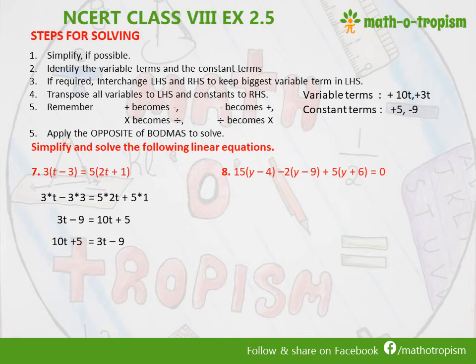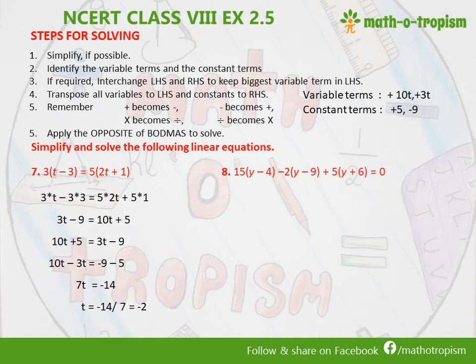Now we need to take the 3t to the left hand side, so it becomes 10t minus 3t, which is equal to the right hand side first, so minus 9. 5 goes to the other side, so it becomes minus 5. So 10t minus 3t is equal to minus 9 minus 5. So this comes as 7t is minus 14. So t is equal to minus 14 divided by 7, which is minus 2.